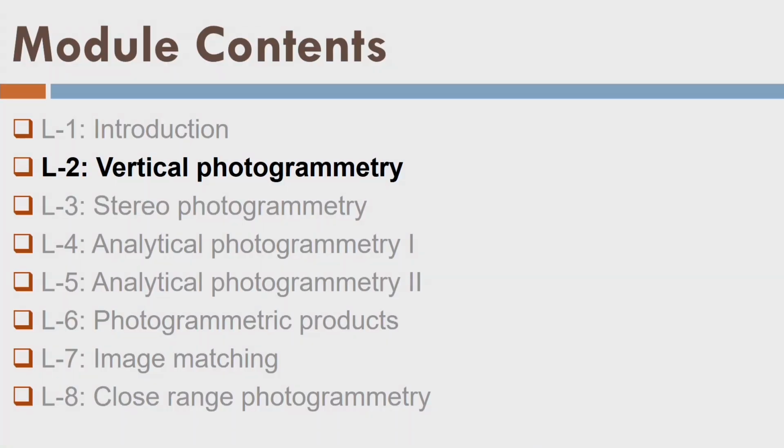Now, from this lecture, we are going to be very specific about a particular aspect of photogrammetry. So today we are going to talk about vertical photogrammetry. This is our lecture 2 on vertical photogrammetry. If you can recall the last lecture, we talked about different types of photographs: vertical photograph, tilted photograph, and oblique photograph.